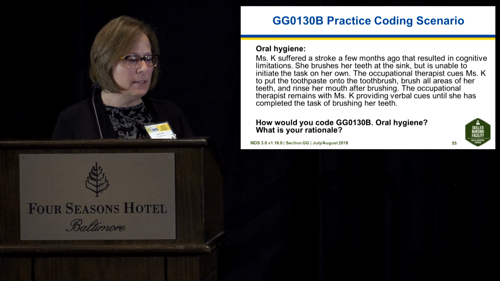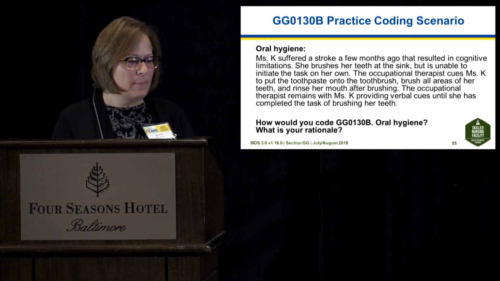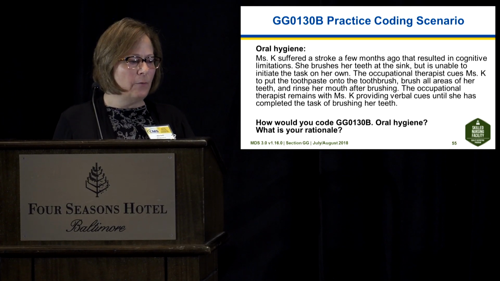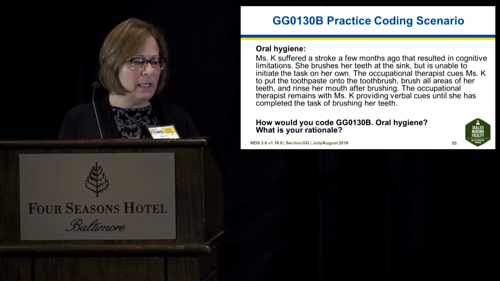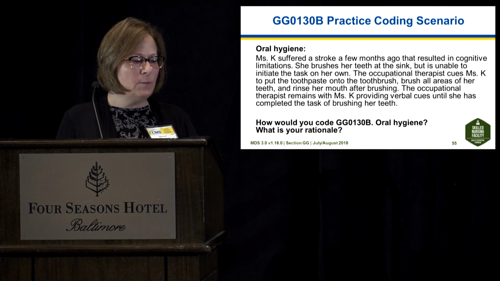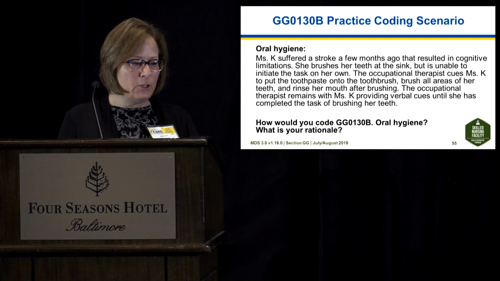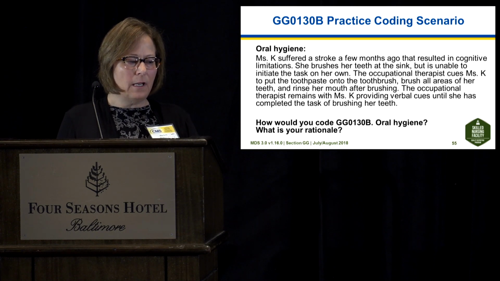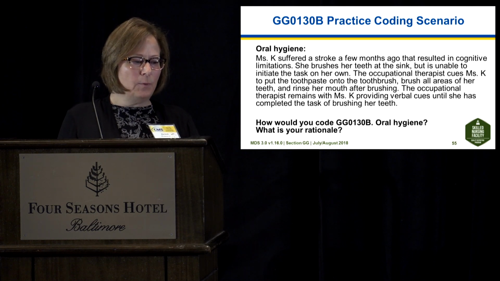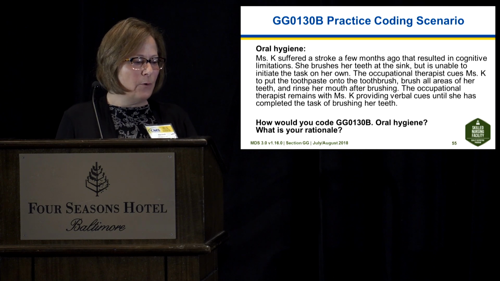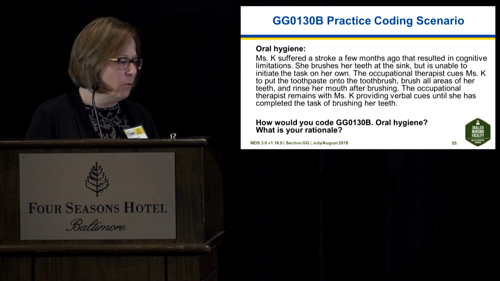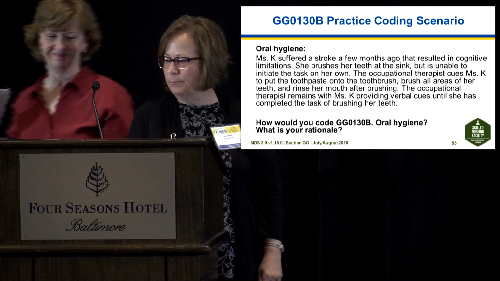In coding the practice scenario, we have Mrs. K, who suffered a stroke a few months ago that resulted in cognitive limitations. She brushes her teeth at the sink, but is unable to initiate the task on her own. The occupational therapist cues Ms. K to put toothpaste onto the toothbrush, brush all areas of her teeth, and rinse her mouth after brushing. The OT remains with Ms. K, providing verbal cues until she completes the task. How would you code GG0130B, oral hygiene, and what's your rationale?